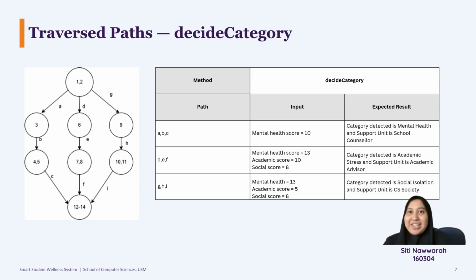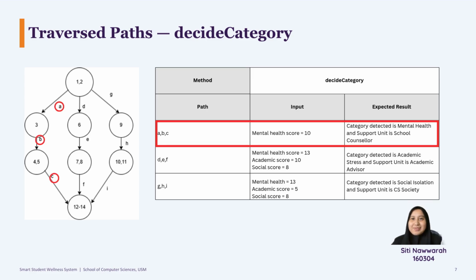Finally, decide category, one of our path coverage tests. This function decides the student category and which support unit they go to. For this control flow graph, the first path is ABC. The mental health score is 10, which is below 13, so the category is mental health and the student is routed to the school counselor.